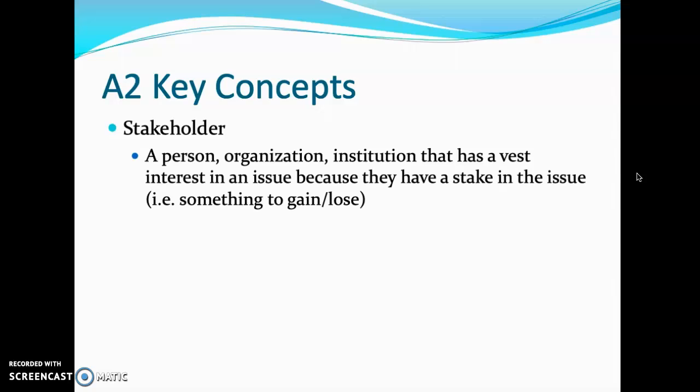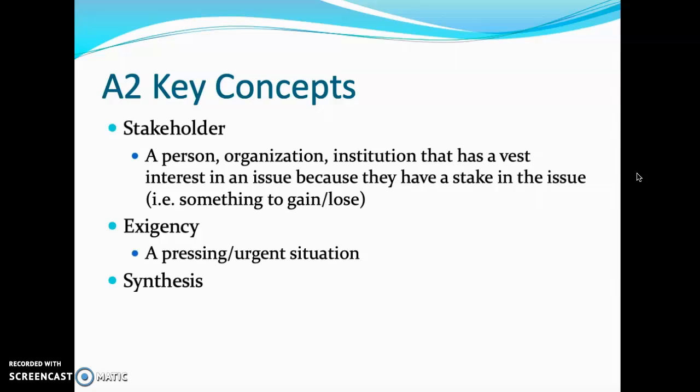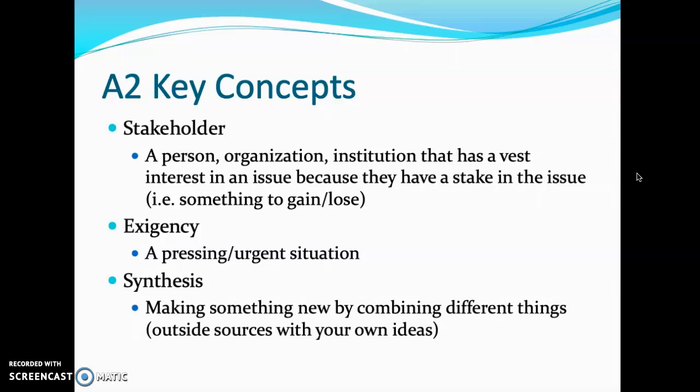We have a stakeholder, which is a person, organization, or institution that has a vested interest in an issue because they have a stake in that issue. So they have something to gain or lose. Exigency is a pressing or urgent situation, and synthesis is making something new by combining different ideas. So in this case, it's outside sources combined with your own ideas.